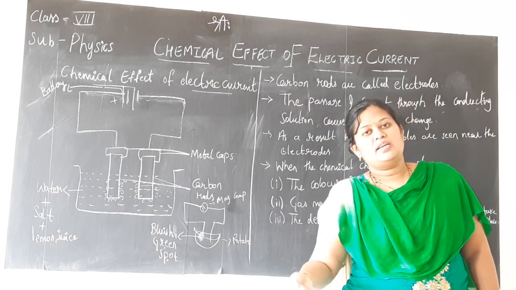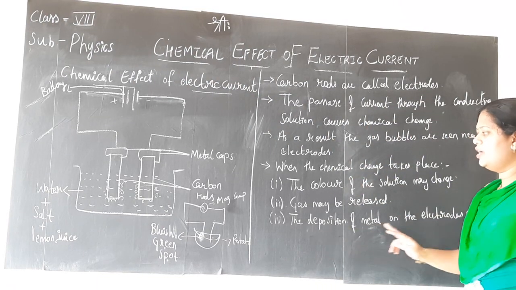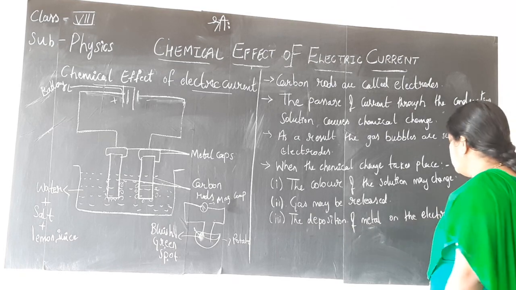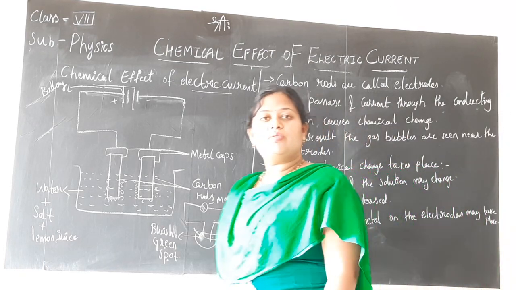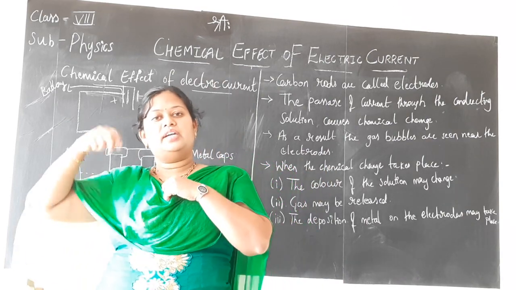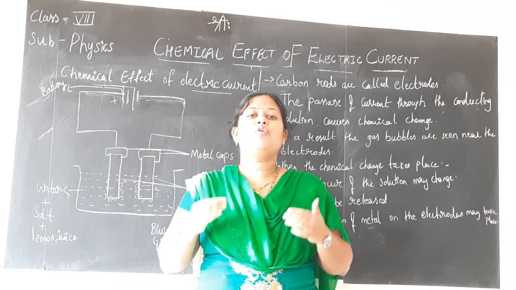Next we shall discuss the last topic of this chapter, which we studied as one of the points under the chemical effect of electric current. It is the deposition of metal on the electrodes. How this deposition takes place, that process is called electroplating.